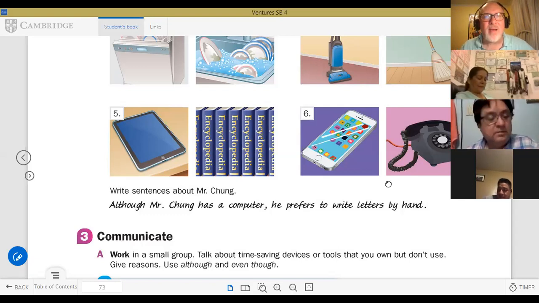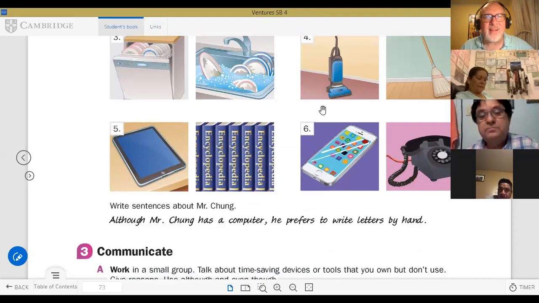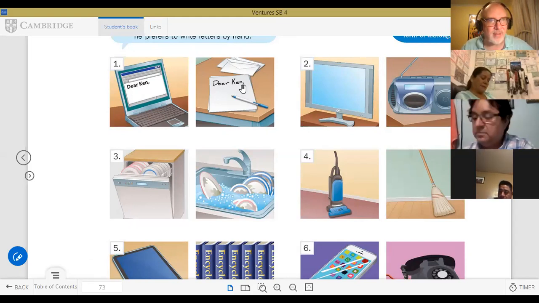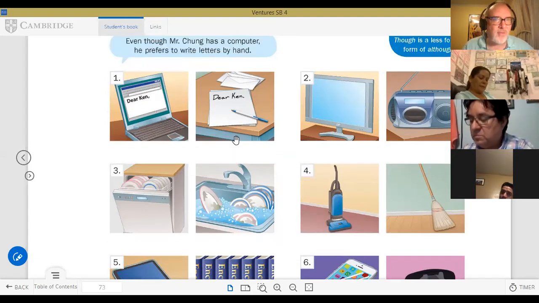So, right here we have a classic case of a contrast. He has the modern things, but he prefers the old style. He has the modern things. However, he prefers the old style. Even though he has the new things, he prefers the old things. Right? So again, you can say them four different ways, right?